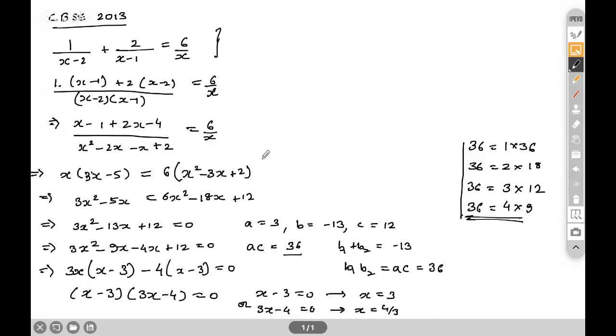For example, if you see here, b was negative and a and c were positive. In such a case, rest assured that the roots will be positive. So hence, you can take that down as a trick.